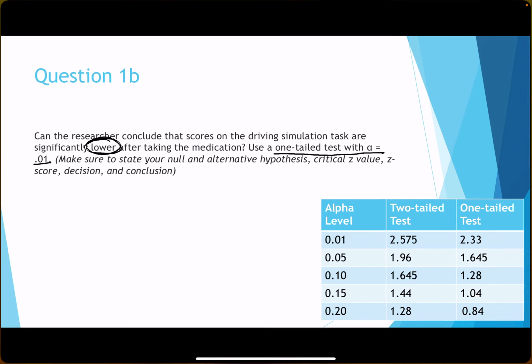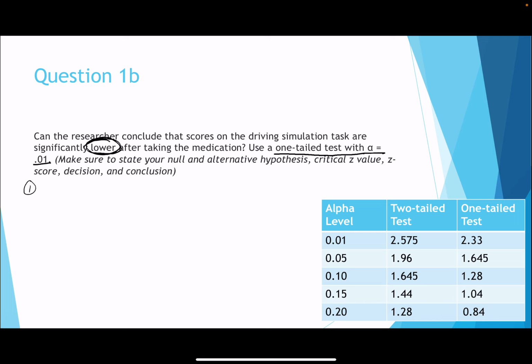We're saying that the medicine is affecting their scores on that simulation task by lowering them. So whenever I do a one-tailed test, whenever I do my hypothesis, I always start with my alternative, and that's when I say I want it to be lower. So I want to say that my mean is lower than 60. My null would be the opposite, which is my mean is greater than or equal to 60. So whenever I'm doing a one-tailed test, I always start with my alternative hypothesis and then write the opposite as my null hypothesis.